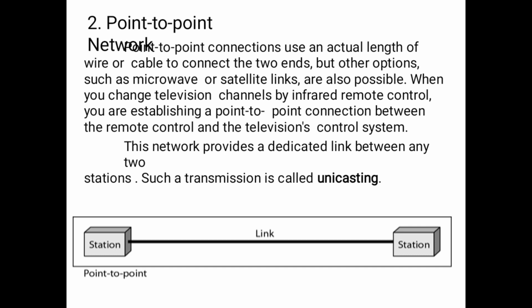See in the diagram here, from one station to another station, there is a link. That link we are calling a point-to-point link. Through the link, the data is transmitted from one station to another station. This transmission we are calling unicasting.